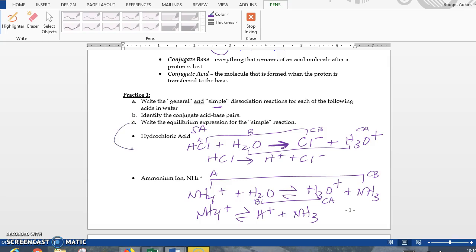Now we won't have a part C for this one because hydrochloric is a strong acid, right? But for our NH4 plus, Ka would be equal to, on top, I'm just going to do the simplified version. So H plus times the concentration of NH3 all over the concentration of NH4 plus. So that would be your products over reactants like we've been doing.